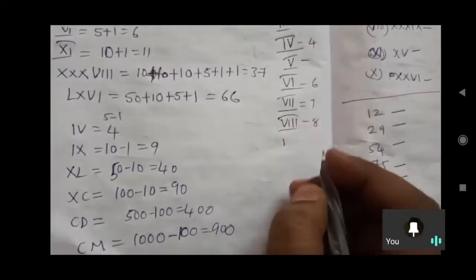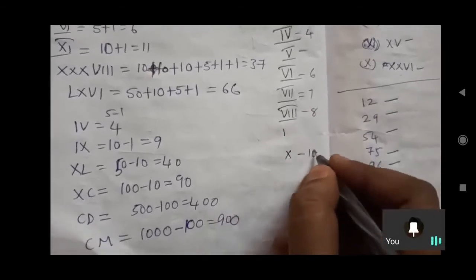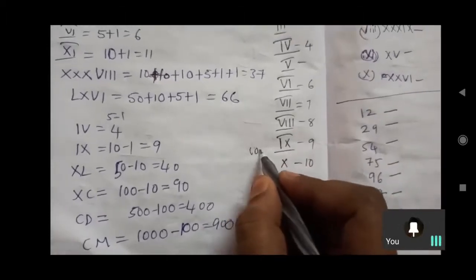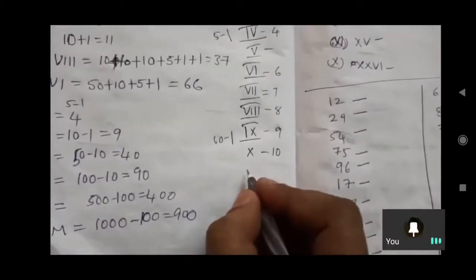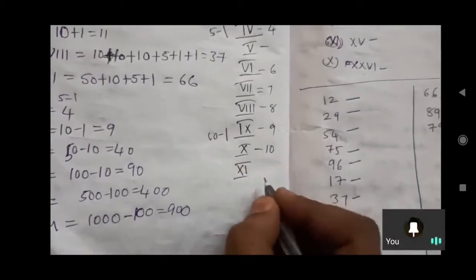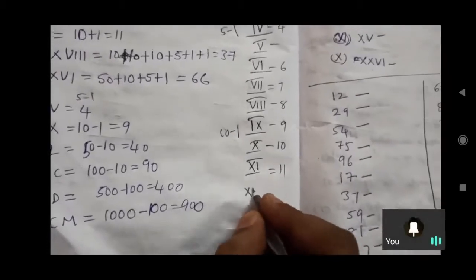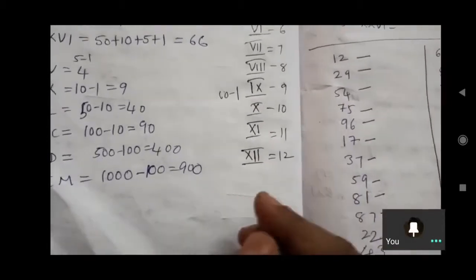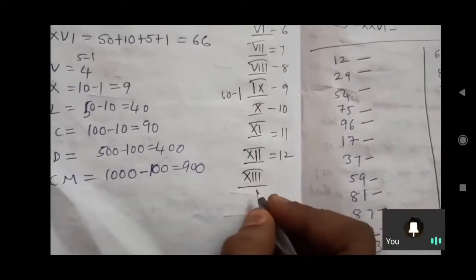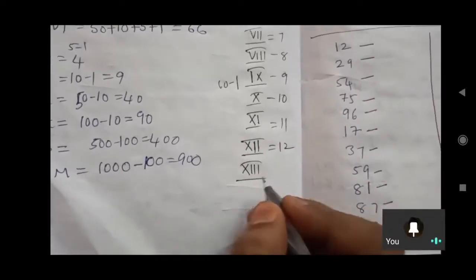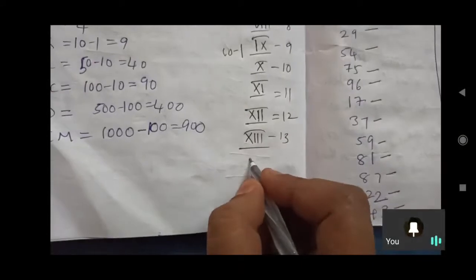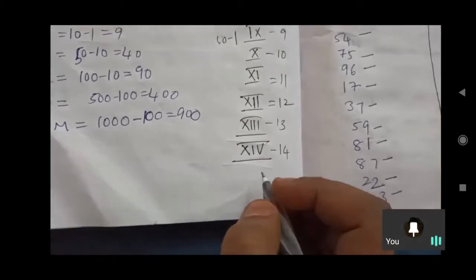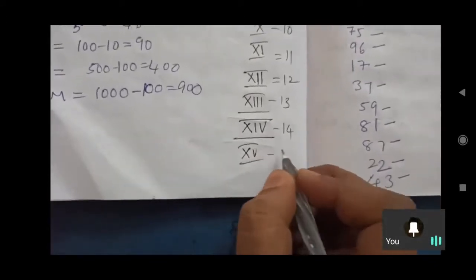In this manner, 10 we write as X. Before X, if we introduce I, it means 10 minus 1, which is 9, just like 5 minus 1. If we include I to the right of the X, we get 11. If we include 2 to the right of the 10, that is 12. Three I's to the right of the 10 is 13. And the next one is 4. If we include 4 to the right of the 10, 14. And 15 is XV.